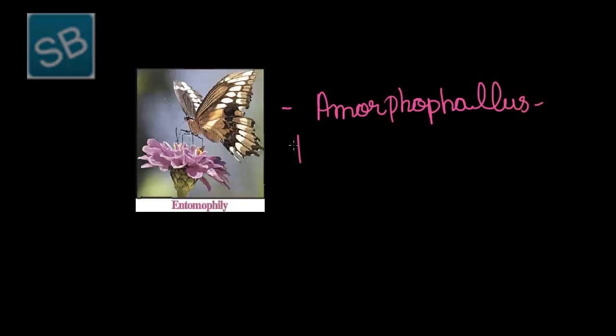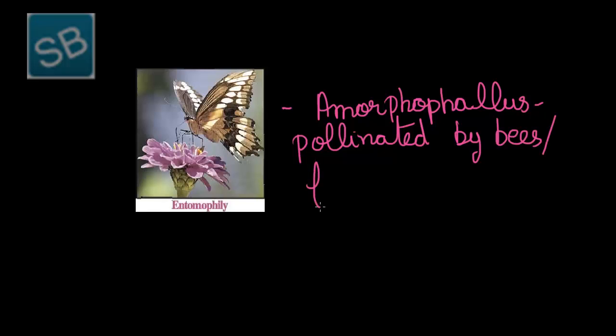This is an example of entomophily, that is the pollination by an insect, that is a butterfly. Other examples of it: amorphophallus, that is pollinated with the help of bees or flies. Another example is yucca, that is pollinated by moth.